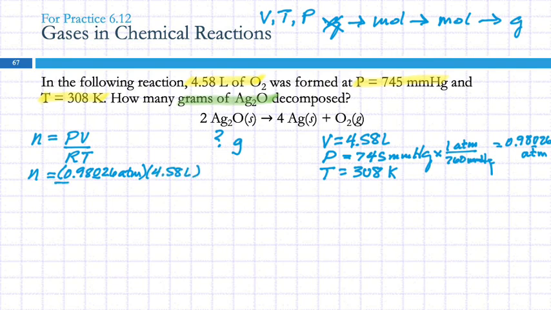We're going to divide by R, 0.08206 liters times atmospheres per mole Kelvin. The units there tell us what units we need to use for everything else. And then the temperature, 308 Kelvin. You see that our units are all going to cancel out nicely and leave us with moles.